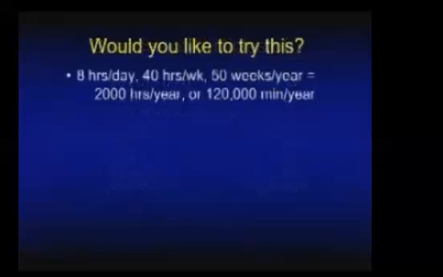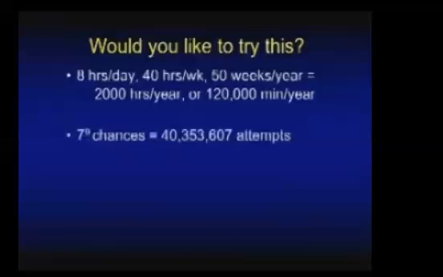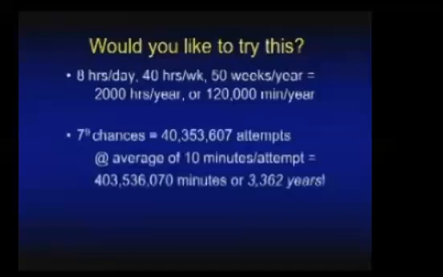Would you like to try this? They're working 8 hours a day, 40 hours a week, 50 weeks a year. I'll give you 2 weeks off for vacation. That's 2,000 man-hours a year, or 120,000 minutes per year. You have 7 to the 9th chances. You've got to have 40 million attempts on a random basis, at an average of 10 minutes per attempt. You could get this knocked off in about 3,362 years. Not likely that you could do it manually.